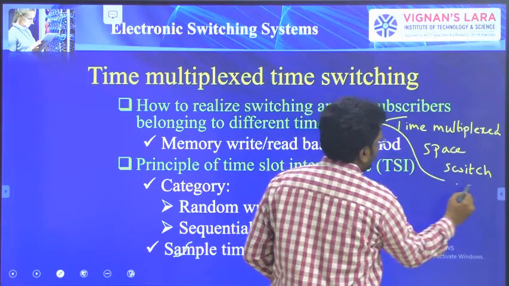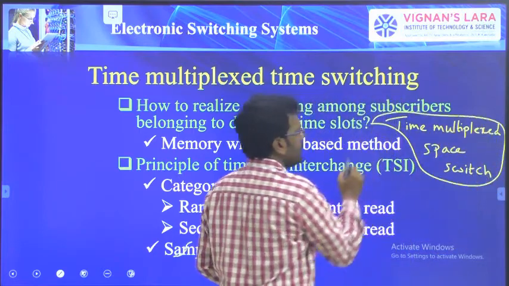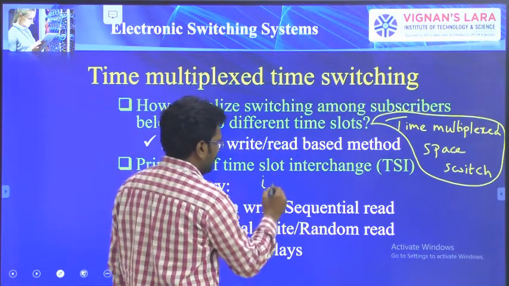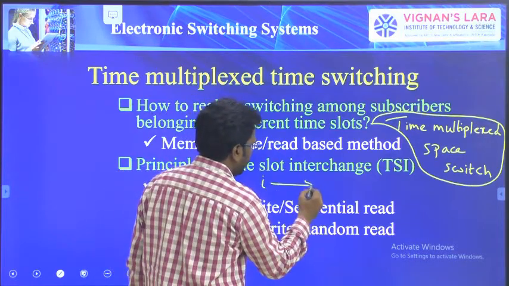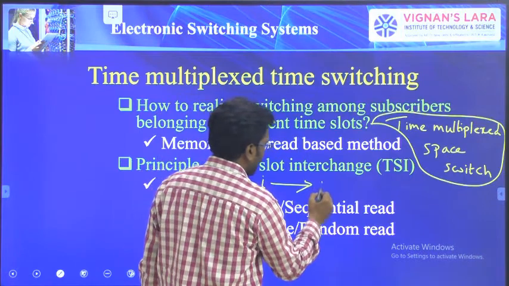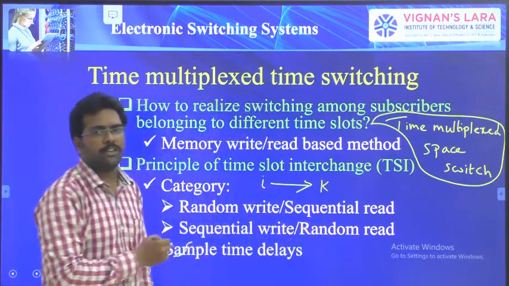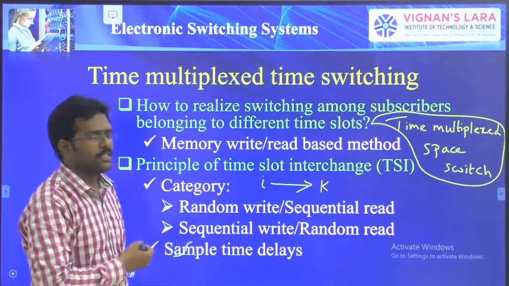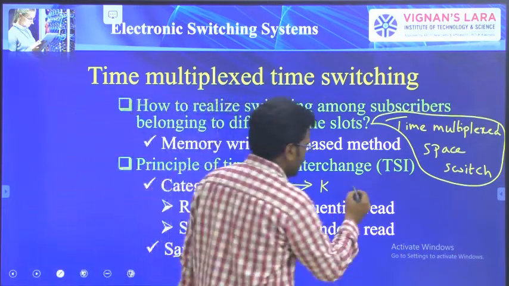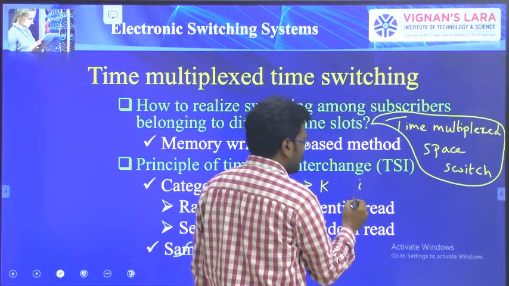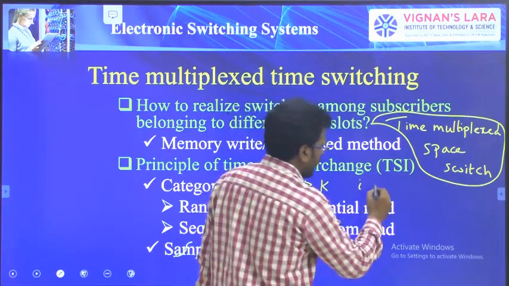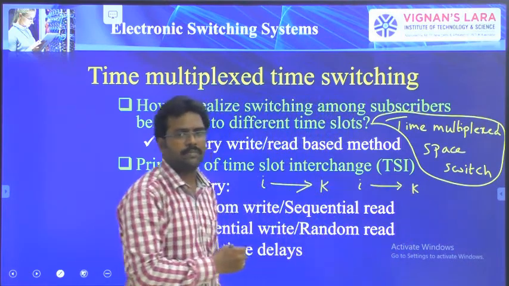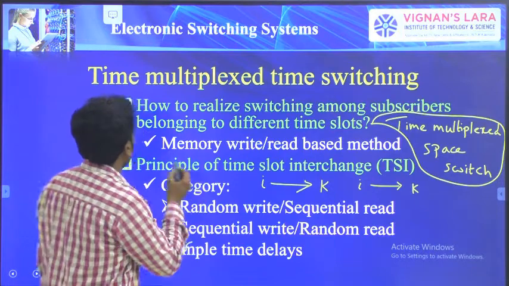So, in this concept, we come across one drawback: an inlet cannot be connected to the outlet in different time slots. That's a problem we come across in the case of a time multiplexed space switch. That means in the ith slot, the input cannot be connected to the kth time slot outlet. That is called TSI.